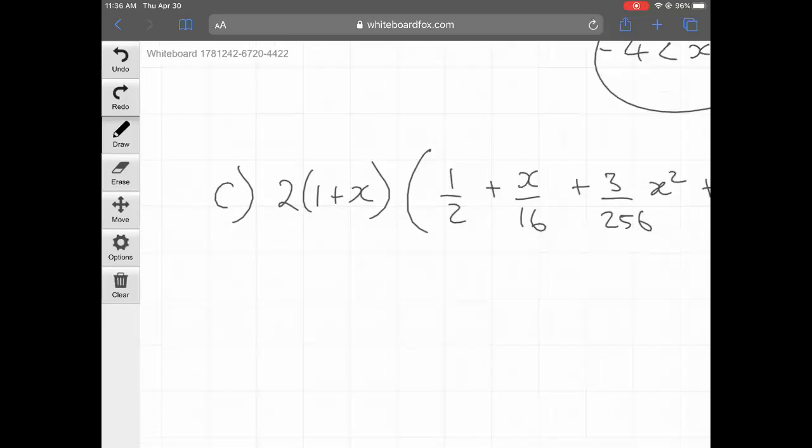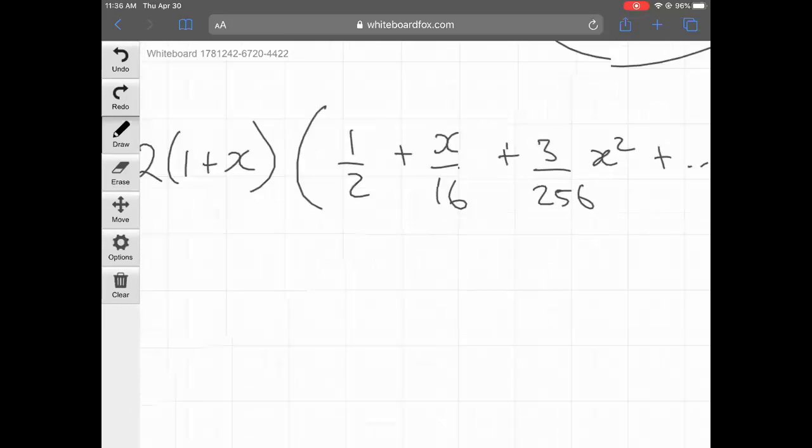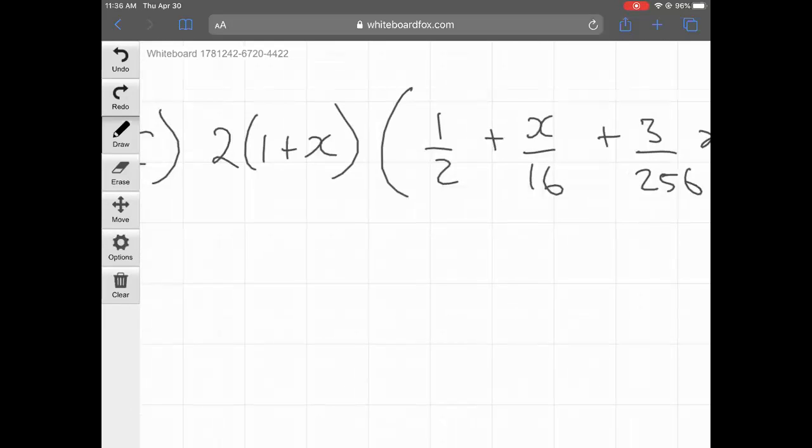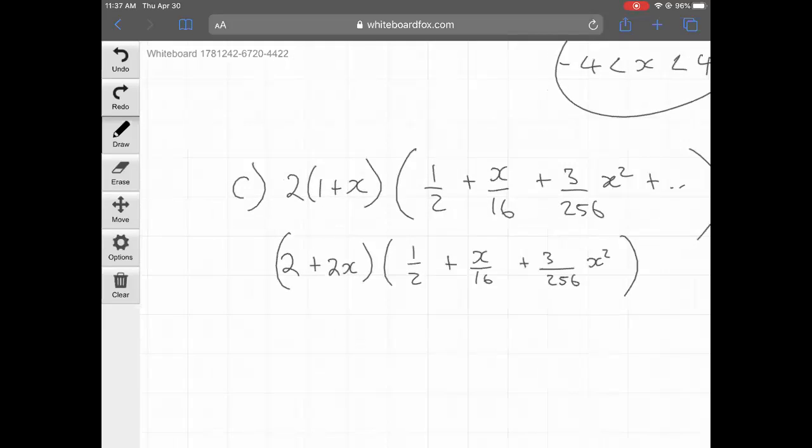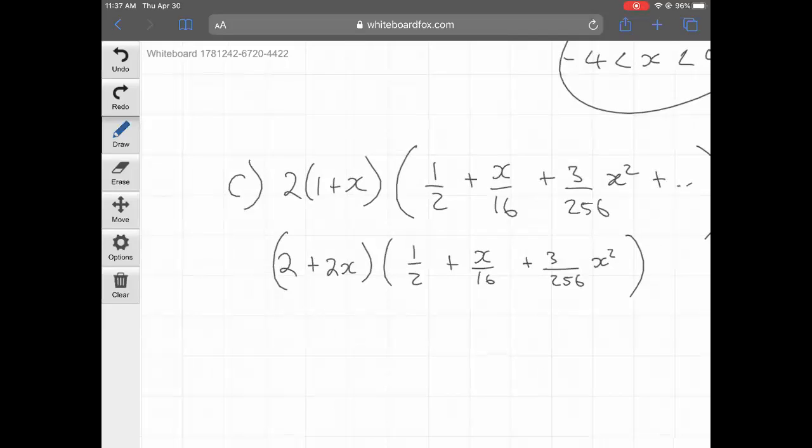Okay, so the way I would solve this would be to, first of all, simplify this bracket at the front to make it 2 plus 2x times the rest. Okay, and then this is just distribution, right? This is just multiply the 2 by everything, and then multiply the 2x by everything, and then add them together and simplify them. That's it.